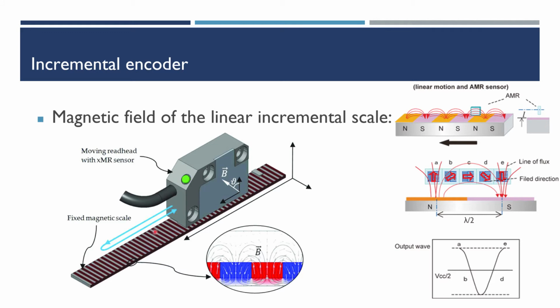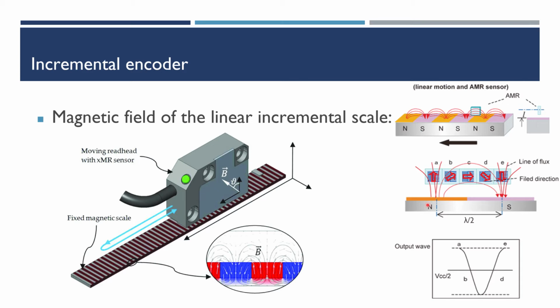Okay, the picture on the left-hand side is the architecture of the linear encoder, and we will move the sensor along the long axis of the scale. And you can see in the figure on the right-hand side that the MR elements in the sensor will experience different field angles when moving along the scale, and the magnetization direction will change with the external field.